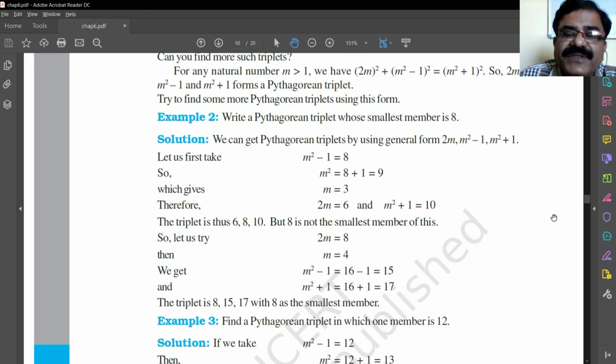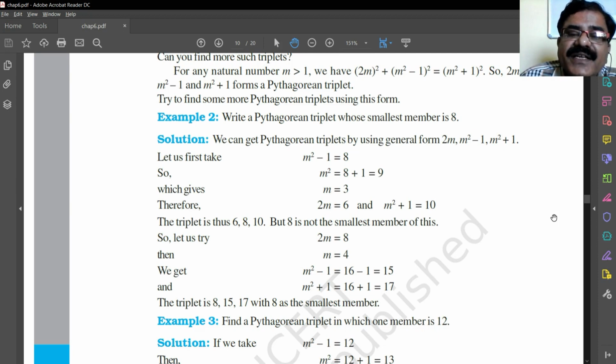So if m is equal to 3, 2m will be 6 and m square plus 1 will be 10. So 6, 8, 10, but 8 is not the smallest number in this one. So let us try again. You can think.